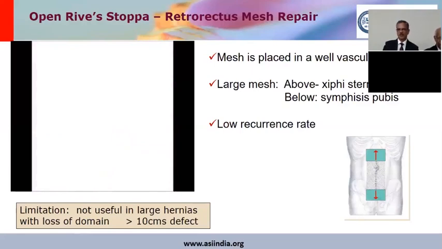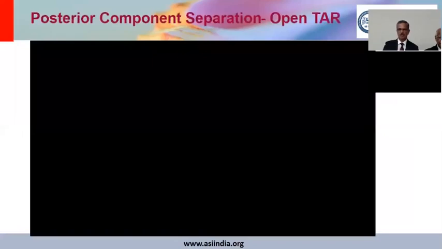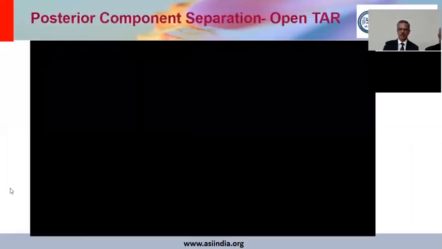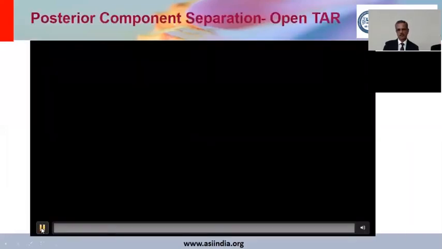So here we are placing a large mesh in a well vascularized plane. Above it goes up to the xiphisternum, below it goes up to the symphysis pubis, good mesh repair and low recurrence rate. The problem with this is it has a limitation that it's useful in hernias maybe up to 8 centimeters or maximum 10, but if there is loss of domain, defect size is more than 10, then it may not be a good option. So then we have to go to the component separation technique.